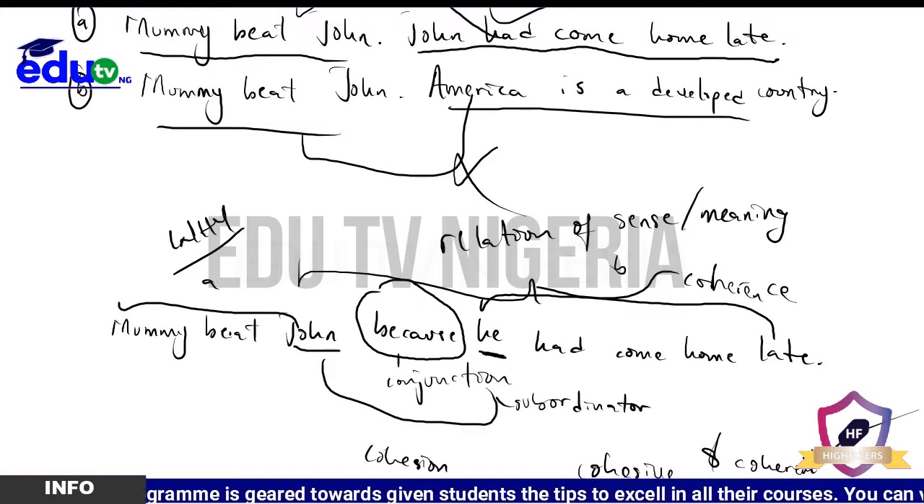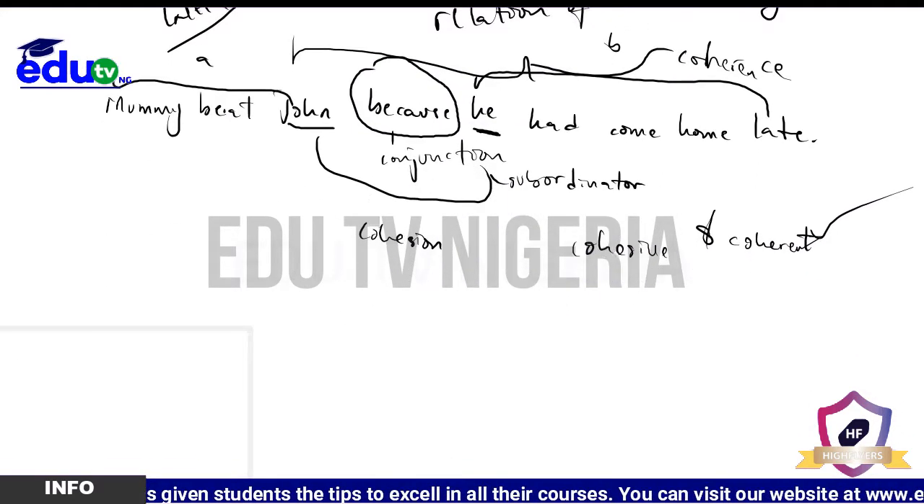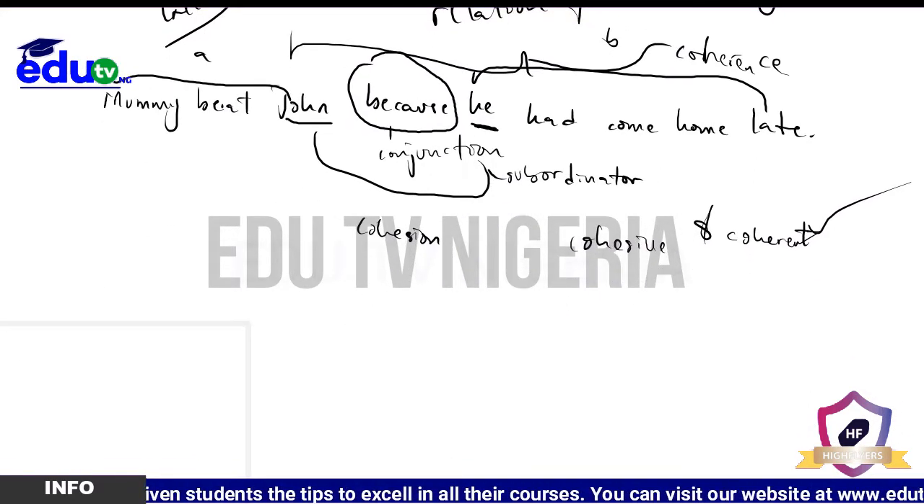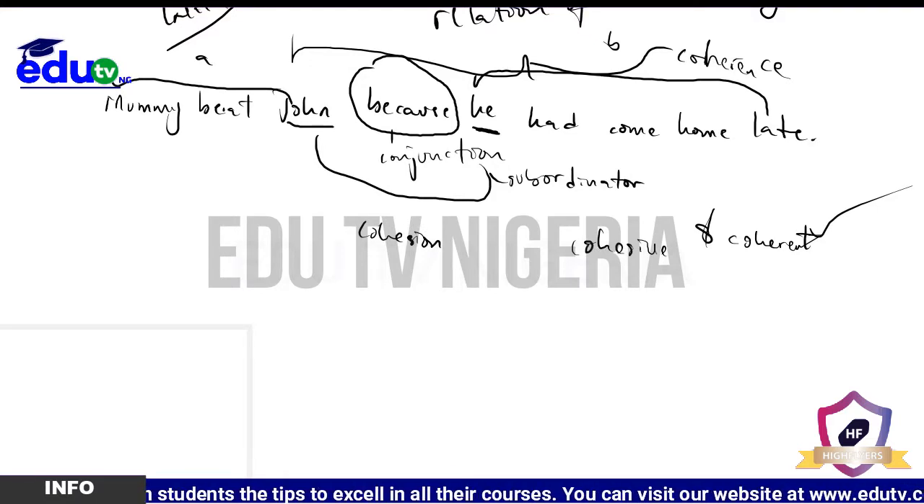Do you understand that? So that's just what cohesion and coherence is all about. I don't know if you've been confused about the terminology of cohesion and coherence. That's just what they are all about. Then in our next video you will see types of cohesion and how cohesion and coherence are applied in passages to create unity and relevance.